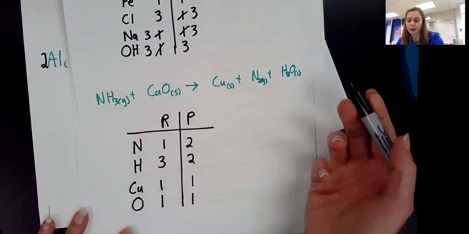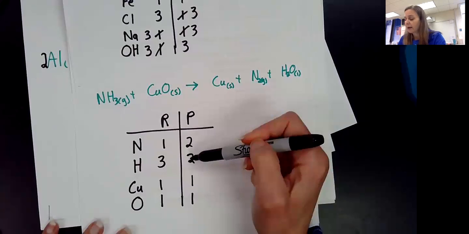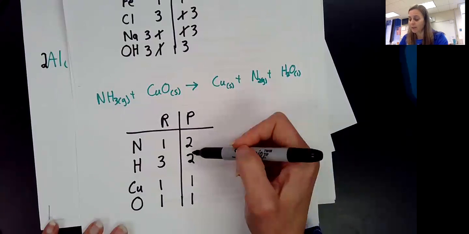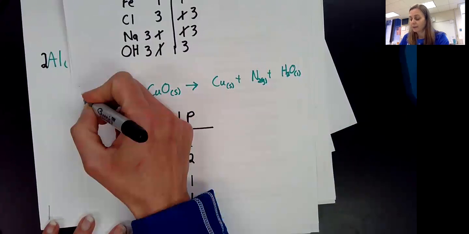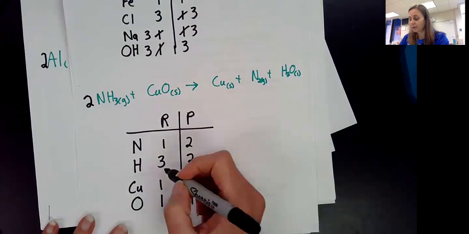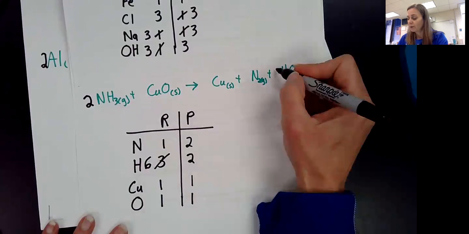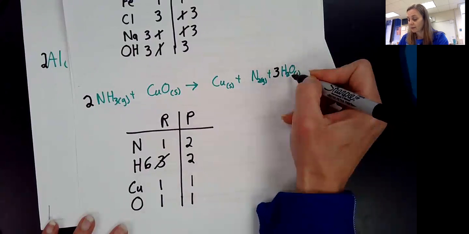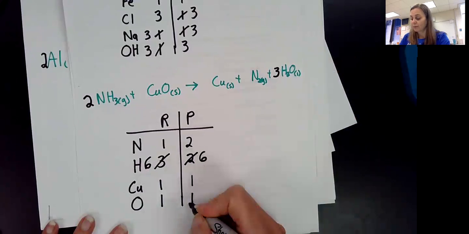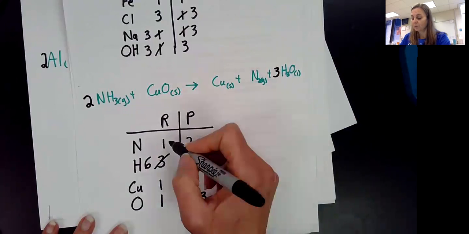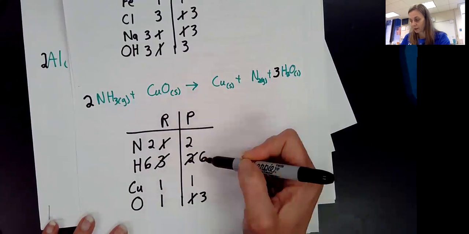I'm going to start where I have an odd even problem here, since I don't really have a most complicated thing to work with. So in order to make this 3 an even number, I'm going to put a 2 in front of NH3. That's going to give me 6 hydrogens. Now, in order to fix that, I'm going to come back over here and put a 3 in front of water, which will also give me 6 hydrogens, but it changed my oxygen to a 3. This also made my nitrogen be a 2. So that solved my nitrogen problem. I've also fixed my hydrogen problem, but I've created an oxygen problem.